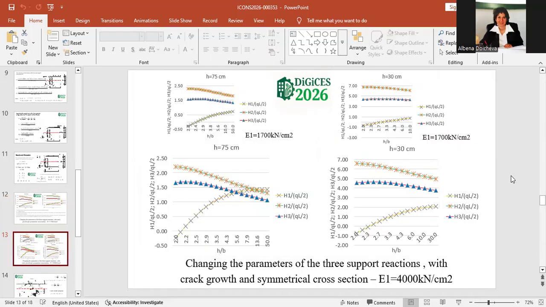The second example gives us information about the difference in the parameters of the support reactions if we use high strain concrete. If we use high strain concrete, then the support reaction H1 increases faster.